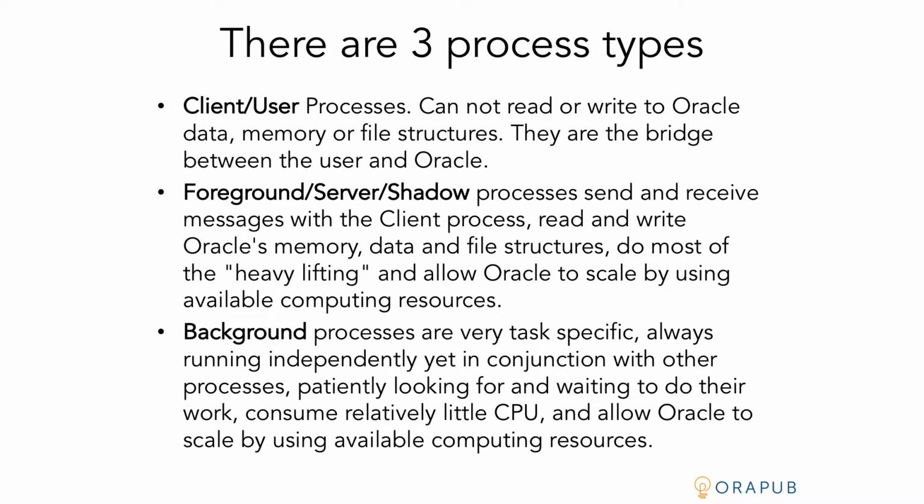To help simplify things, there are really only three different types of processes in an Oracle system. There are the client processes, which are sometimes called the user processes. There's the foreground processes, which are sometimes called the server or shadow processes. And then there's also the background processes. So let's take a look at each of these in a lot more detail.